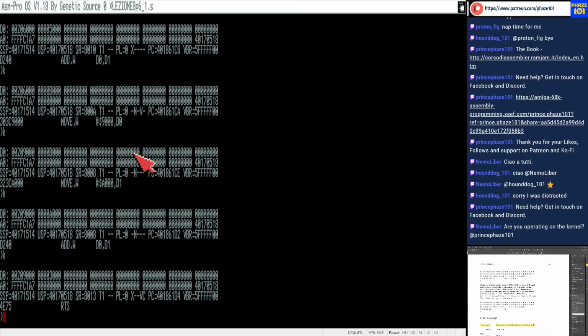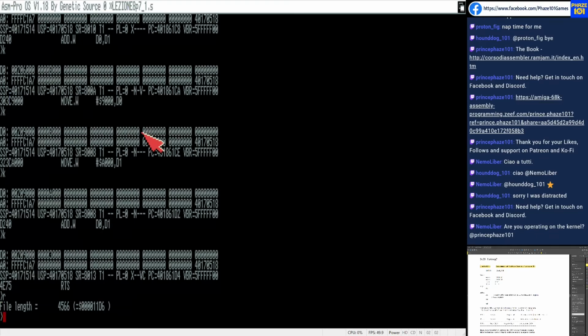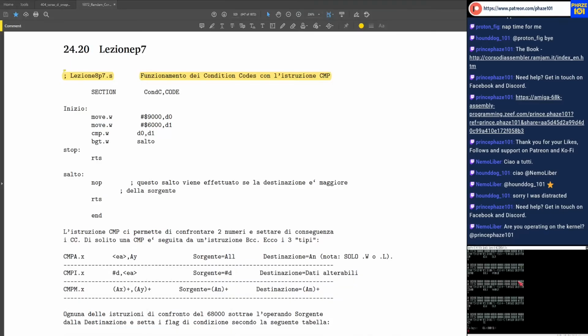So we arrived at lesson number 7. Let me read it. But first I'm going to jump to the book. So in this one, we have two numbers that we are moving into D0 and D1. We compare them, but we do a branch if greater than, so we do a jump depending on the result of the compare.